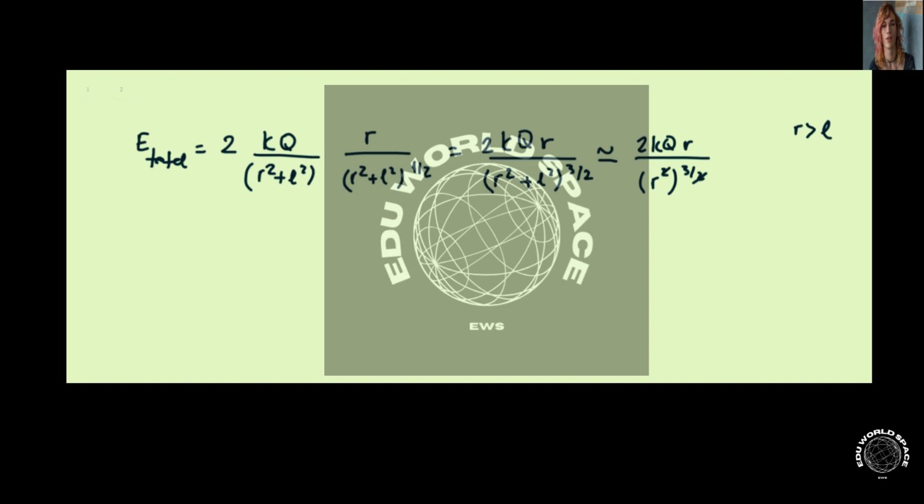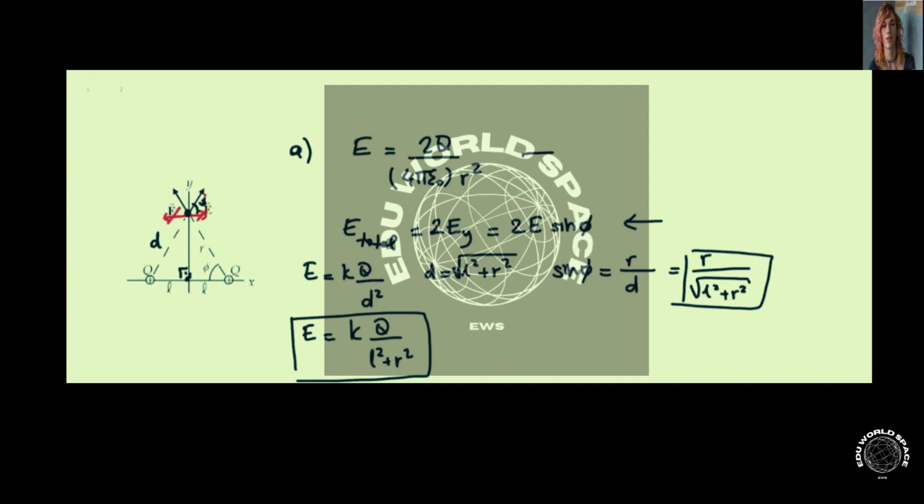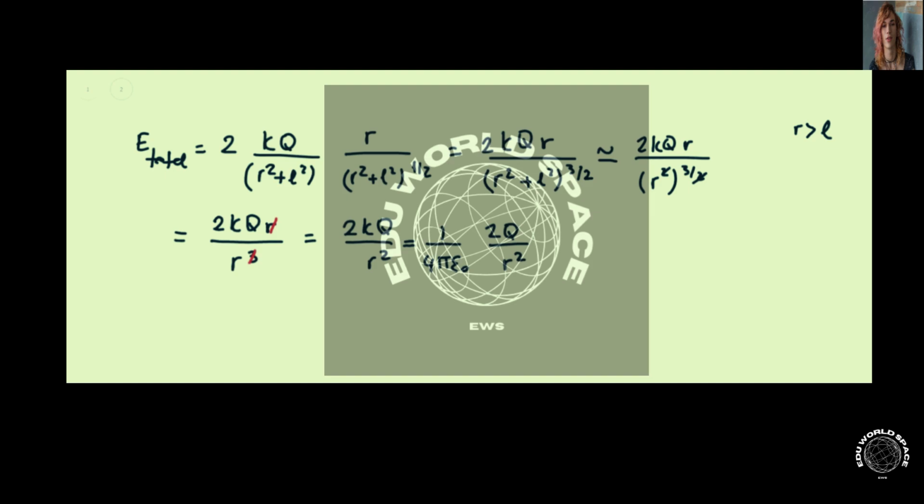E total is going to be equal to 2kqr over r cubed. Now, you see these r's are going to cancel out. Then we have 2kq over r squared. As you know, k represents 1 over 4 pi epsilon naught. So we have 2q over 4 pi epsilon naught r squared. This is exactly what we were asked to prove, right? So we've done it.